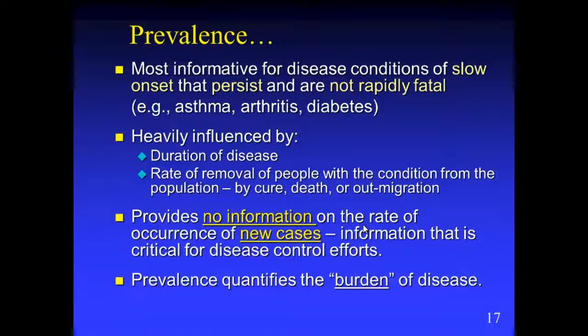But the thing about prevalence, it's very influenced by the duration of the disease. So people with long duration disease, for whatever reason, because they had a non-fatal case, or they weren't treated, for example, people with a long duration form of disease are more likely to be caught up in a prevalence survey, reported in a prevalence survey. And it's also influenced by the rate of removal of people with the condition. So people may die of it, or they may be cured, or they may, for some reason, migrate out of the area, in which case they're not going to be counted in the prevalence statistics.